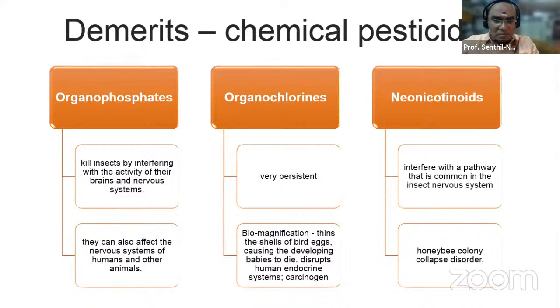Thin shells of bird eggs accumulating even in mother's milk. The human endocrine system is damaged due to the organochlorides. Neonicotinoids, recently developed by several companies, including Bayer, Agro, Syngenta, and DuPont, interfere with the pathway of the insect nervous system, which also interferes with the human nervous system itself.